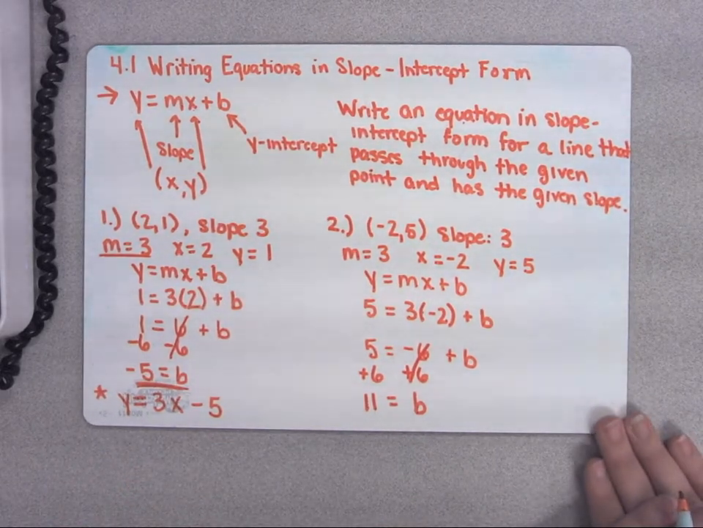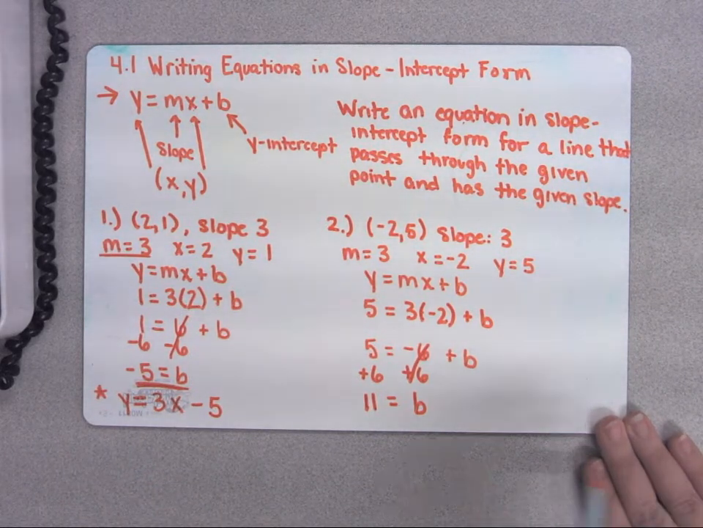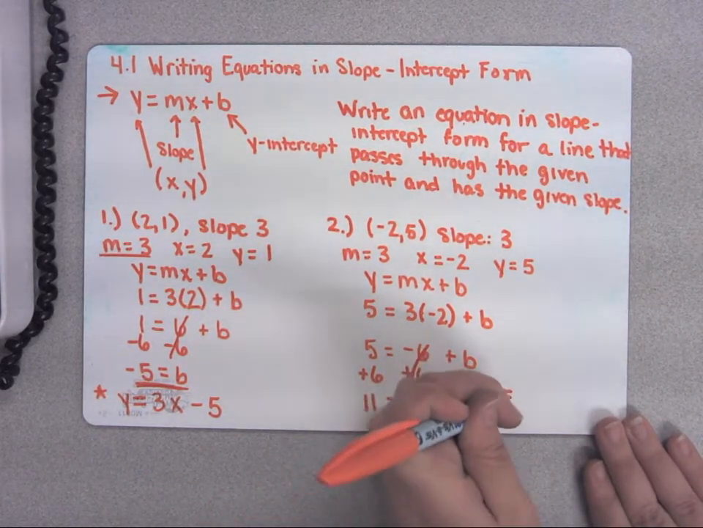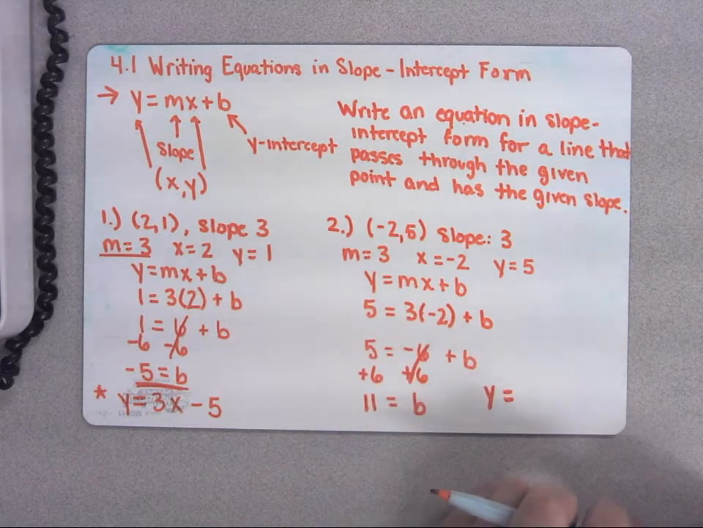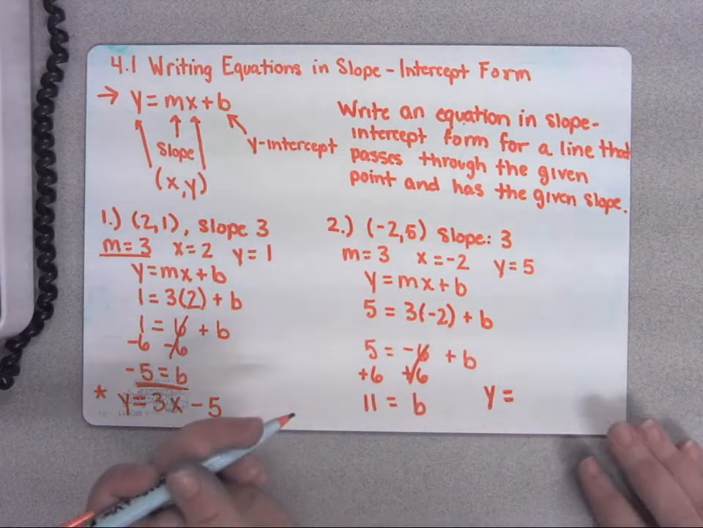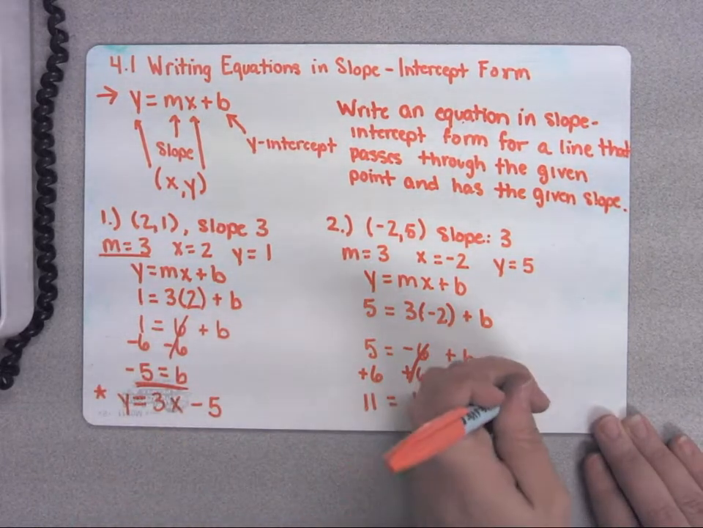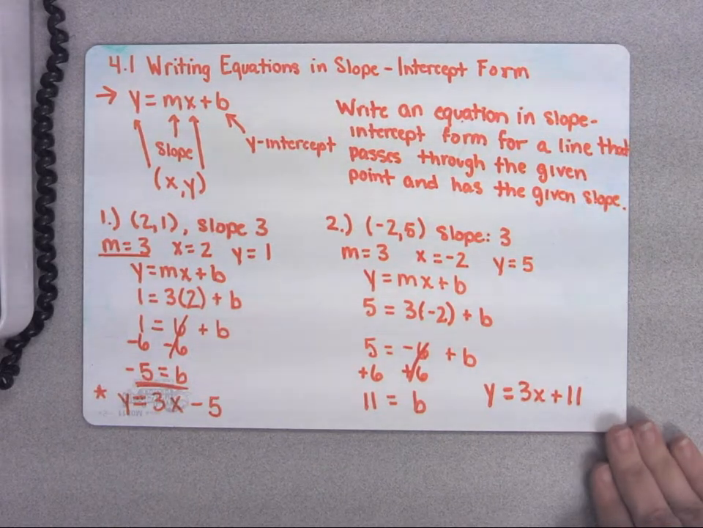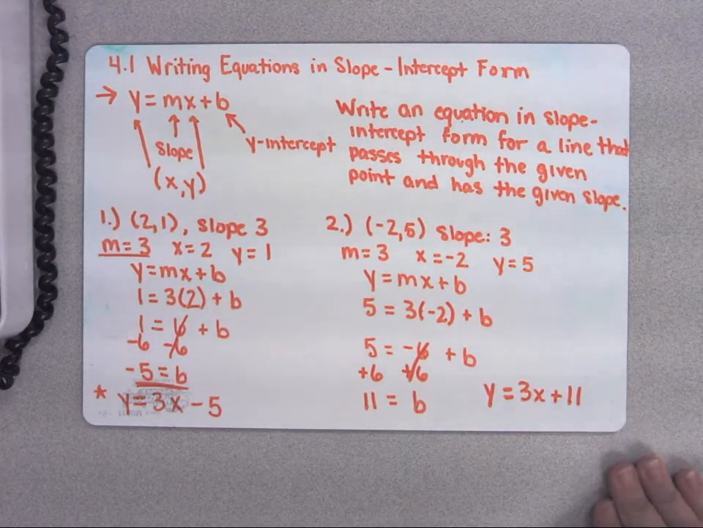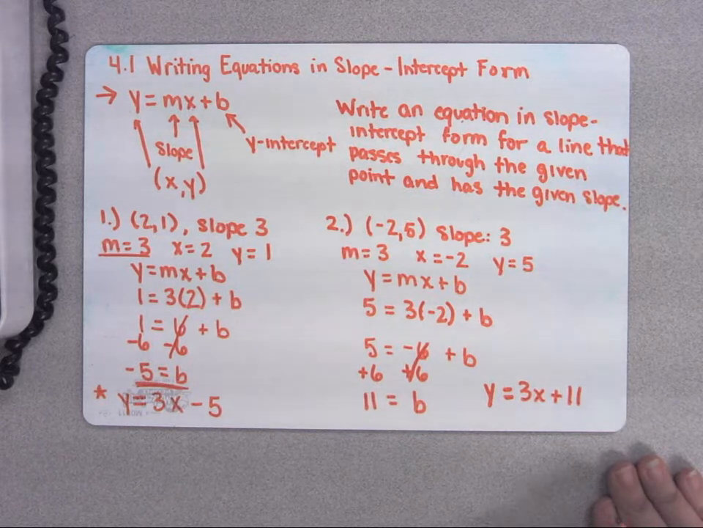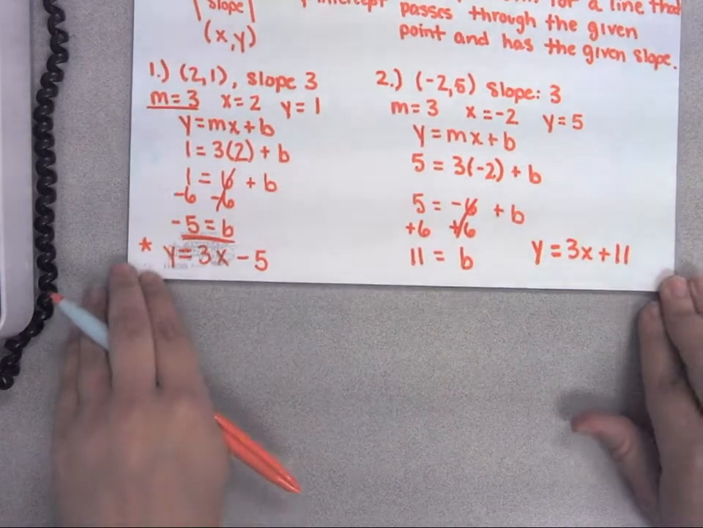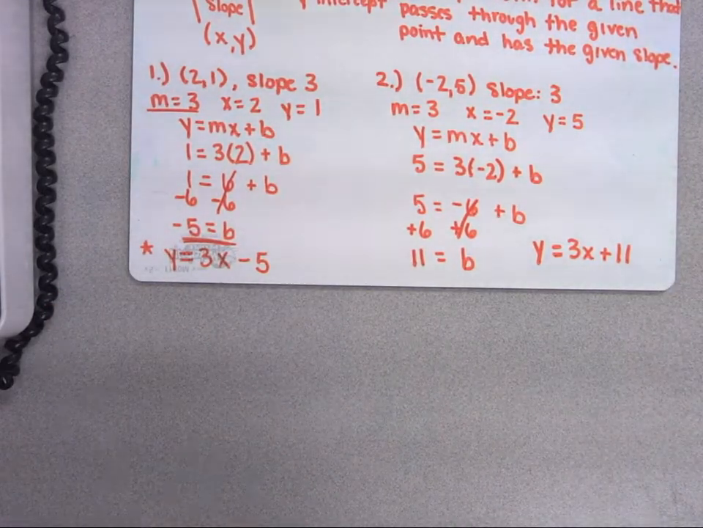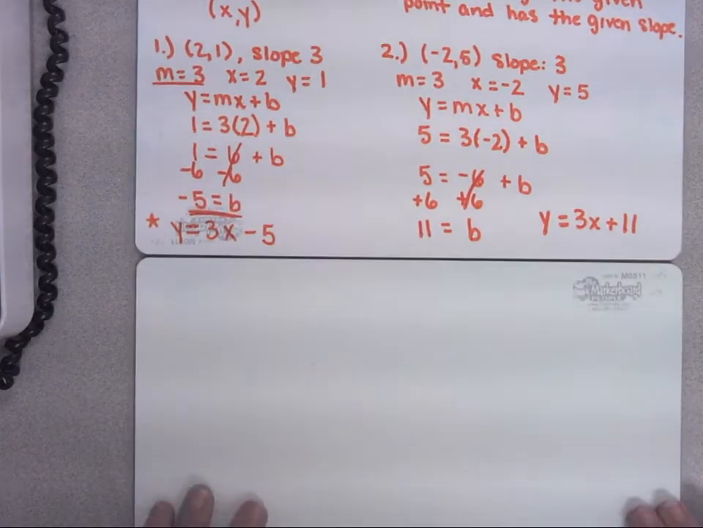Now we want to write our final answer in slope-intercept form with an m answer and a b answer. Anyone want to tell me the answer? Josiah. Correct. Did we get the same answer as Josiah? Does that make sense? I'll put it right here. Let's try one more before we move on, okay?